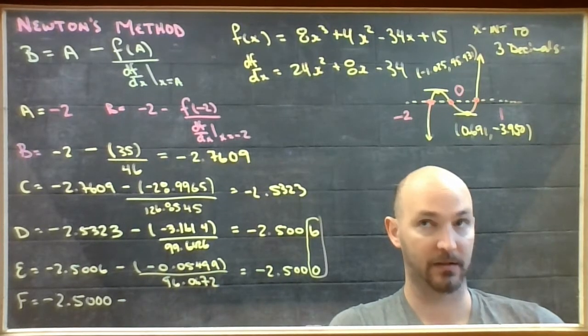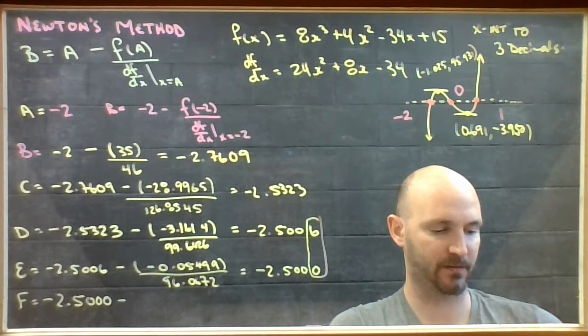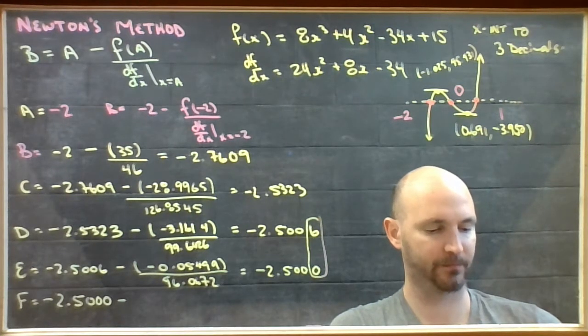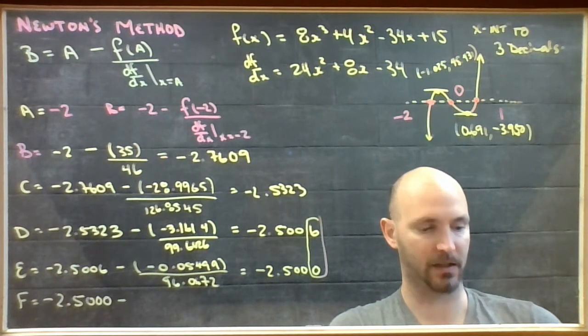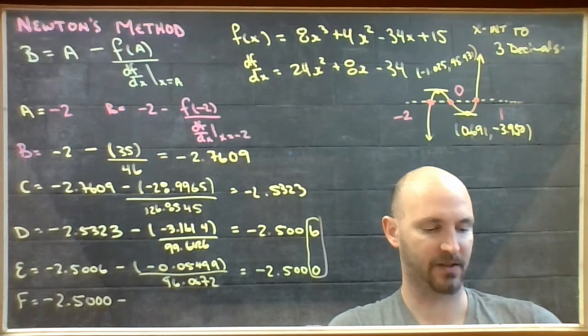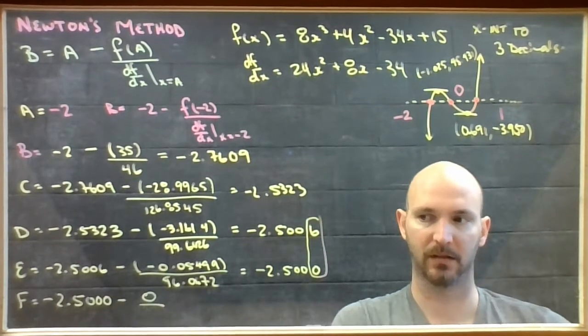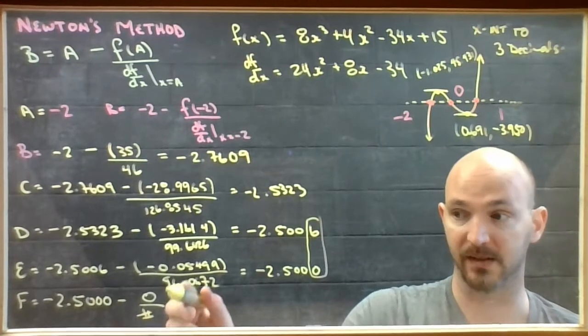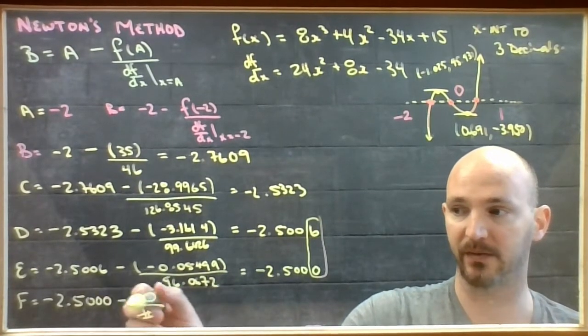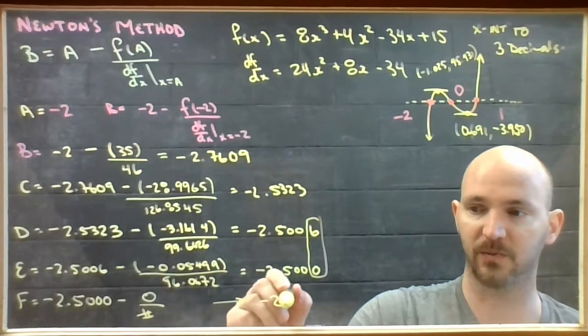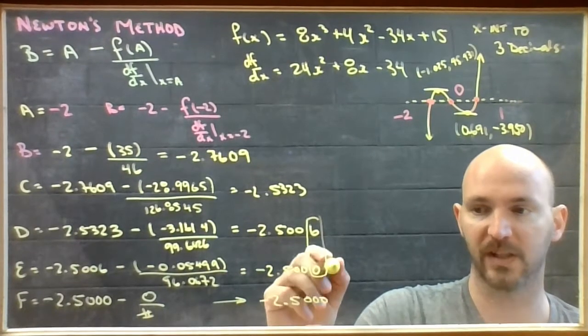So 8 times negative 2.5, 8 times that answer cubed plus 4 times that answer squared minus 34 times that answer plus 15 gives me, boom, nothing. And it doesn't matter what this number is. 0 divided by nothing is 0. Negative 2.5 minus 0 gives me negative 2.5000, which gives me a match.